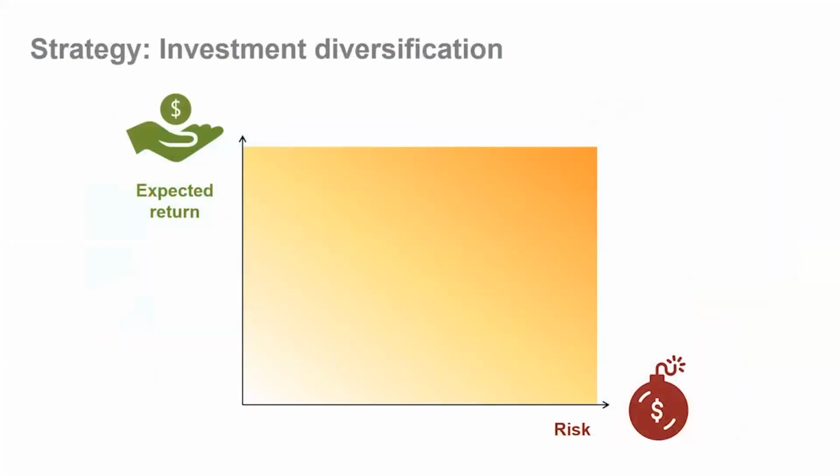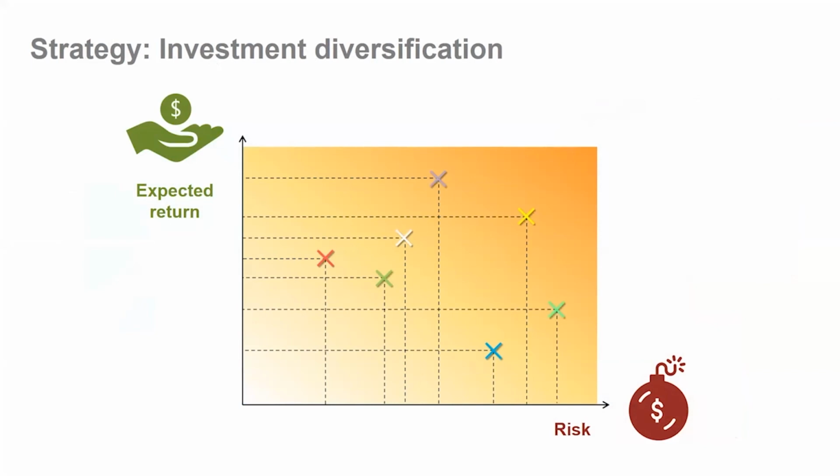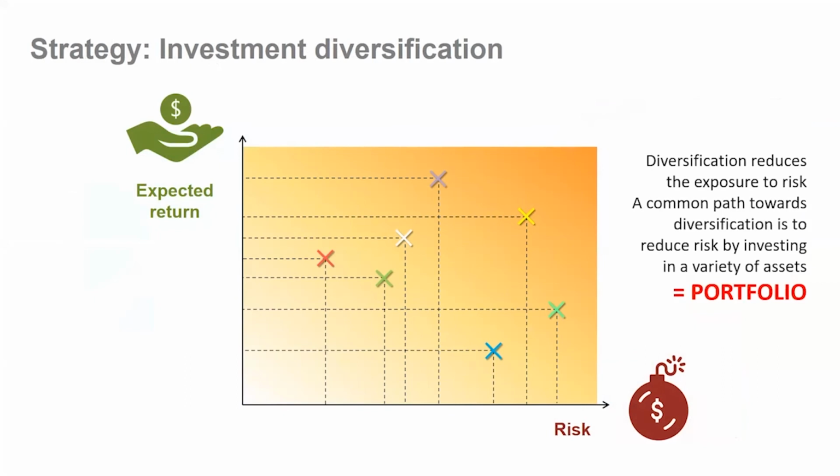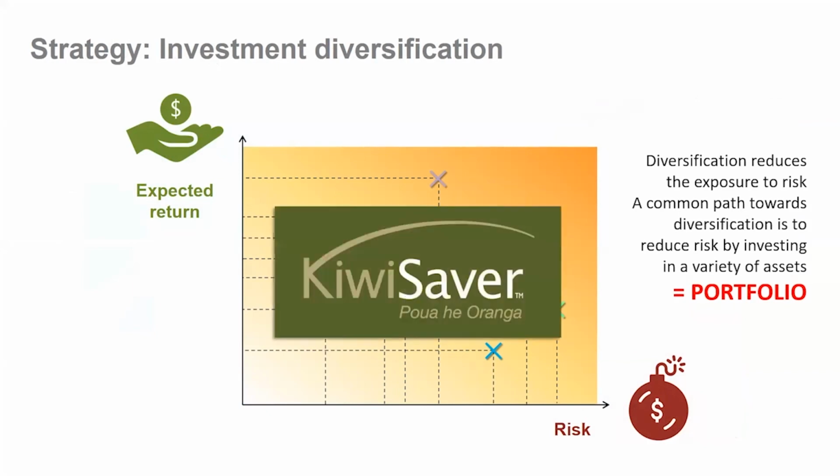Well, with investment diversification, right? Any type of investment is arguably associated with an expected level of returns and an expected risk. Diversification reduces the exposure to risk, and a common path towards diversification is to reduce risk by investing in a variety of assets, okay? And that is called a portfolio. Just as an example, that's exactly how the KiwiSaver works.